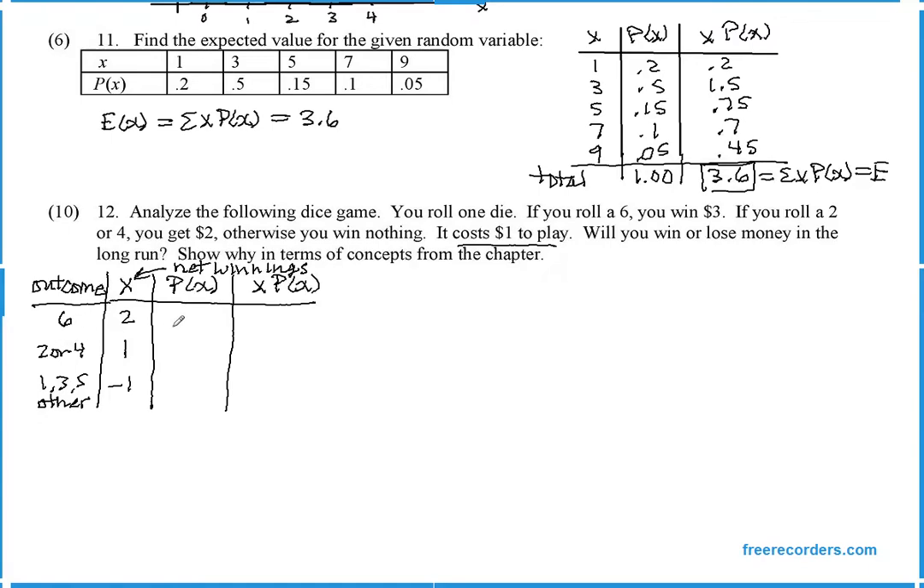So the probability that you roll a 6 would just be 1 chance out of 6. 2 or a 4, that's 2 chances out of 6, 2 numbers out of 6. And the probability you'd roll a 1, 3, or 5 would be 3 chances out of 6. And now multiply straight across. So 2 times 1/6 is 2/6, because that's the x times p of x column, value times probability. 1 times 2/6 is 2/6. And then -1 times 3/6 is going to be -3/6. And then we total those guys up.